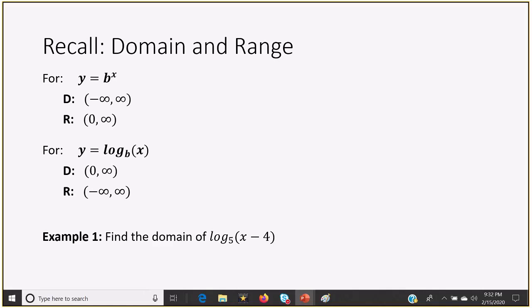So to see exactly what that means, we have this logarithm. We take whatever is inside. I don't care what the base is. I take whatever is inside, x minus 4. I'm going to set it greater than 0. And then I just go ahead and solve. Add 4 to both sides. So my domain is 4 to infinity.